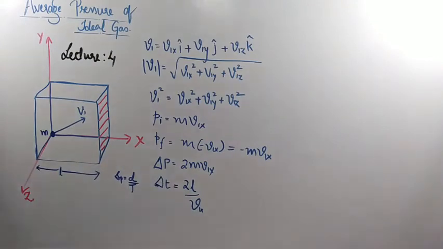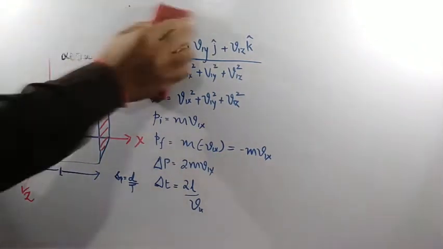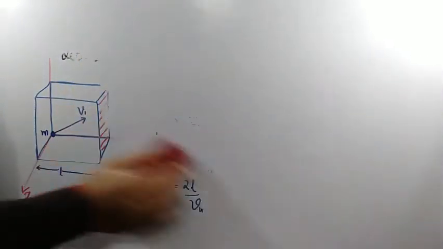Now first of all, I will be erasing all this part. We want only delta P by delta T now, which is nothing but a force F. Shall I erase this part completely? Okay. So let me write here, derivation we are doing for average pressure.